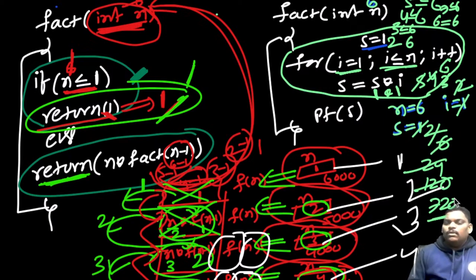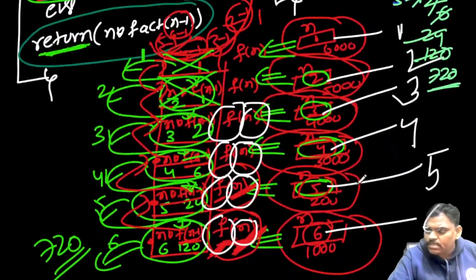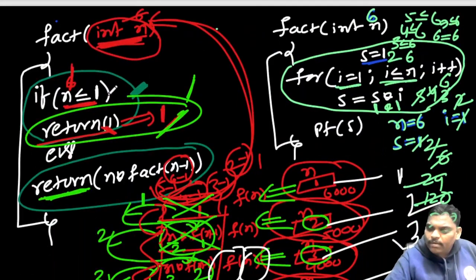It is just one for loop. The for loop is running 6 times, every time S into I. Initially S value 1, I value 1, 1 into 1. Second time, I value becomes 2, 1 into 2. Next time, I value becomes 3, 2 into 3, 6. It keeps on going.